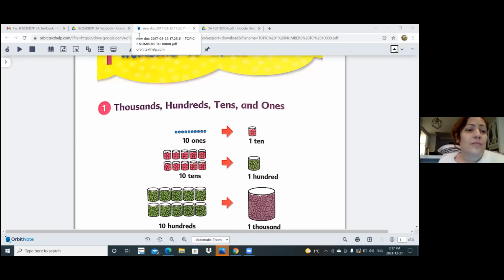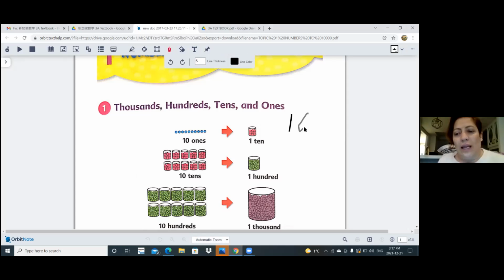6. So in a 1,000-digit number, there's 6 numbers. Are you sure about that? Because right now, if I were to write 1,000, it would be like this. 4. And I don't think there's 6 digits here. How many digits are here?